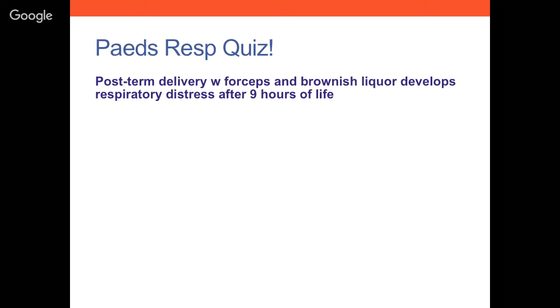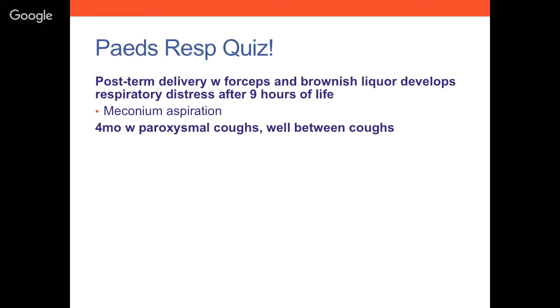So a post-term delivery, so a big baby with forceps and brownish liquor, develops respiratory distress after 9 hours of life. Yeah, meconium aspiration. And what do you want to give them? Yeah, cool. Antibiotics.